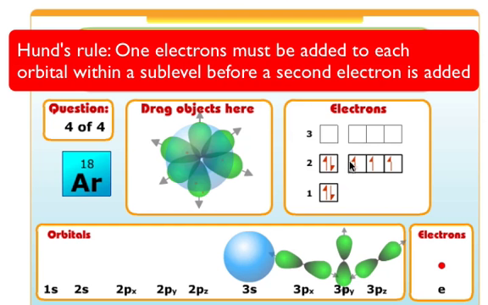And now we can start adding the second electron to each of the orbitals. So now we're going to add our second electron to our 2px sublevel, add our second electron to our 2py sublevel, and then add our second electron to the third orbital in our 2p sublevel, and that's going to be full now. So now we have our 2p sublevel completely filled.